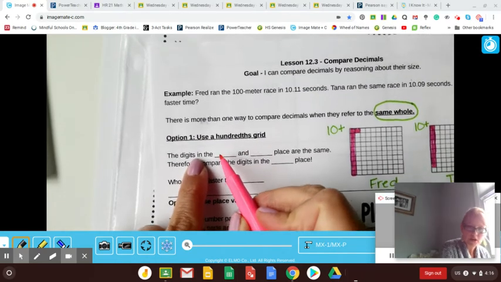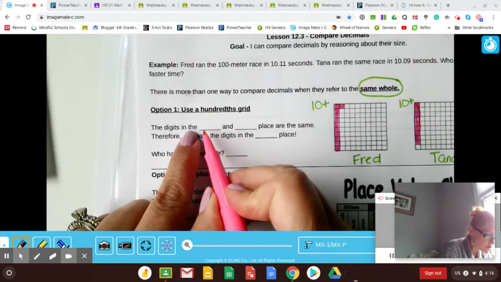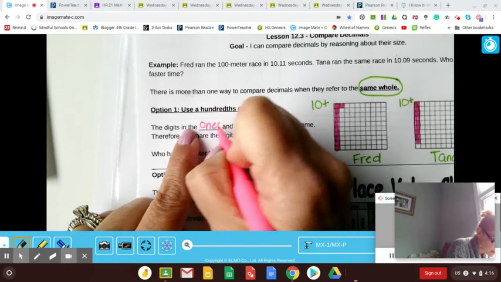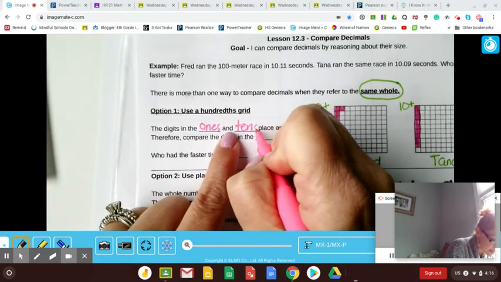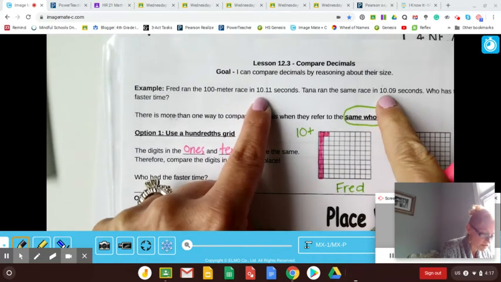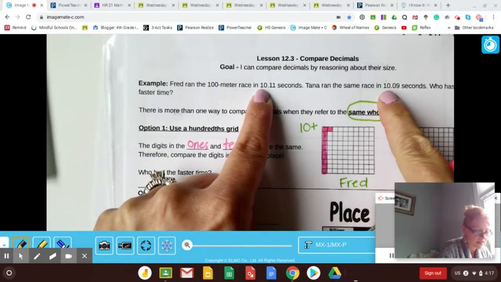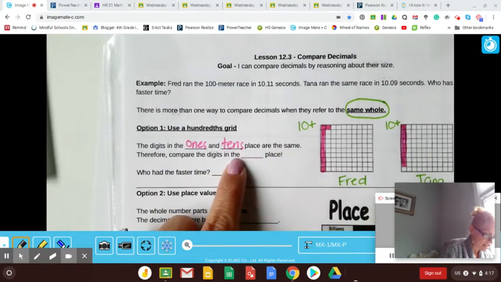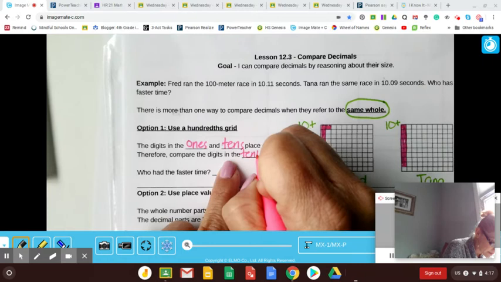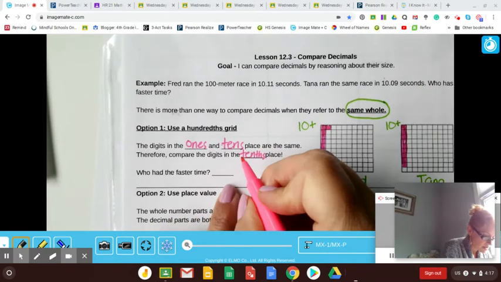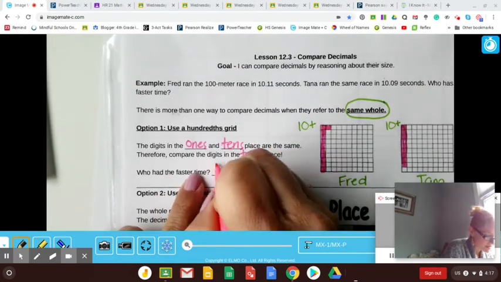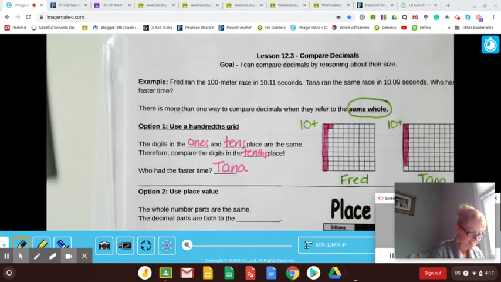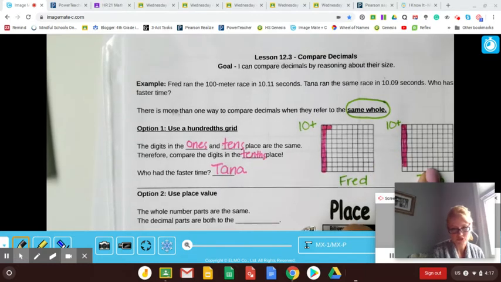If I want to fill this part in on my guided notes, I know that the digits in the ones and the tens place are the same, because if you look up here, they both have a 10 in that whole portion. Therefore, I want to compare the digits in the tenths place. And who had the faster time? Our girl Tana. Fred was just a little bit slower. All right, so that's the strategy of using a hundredths grid.